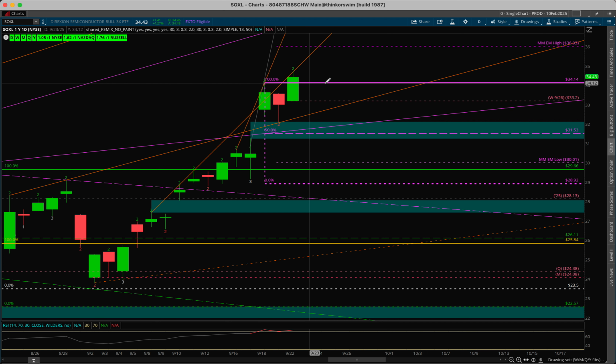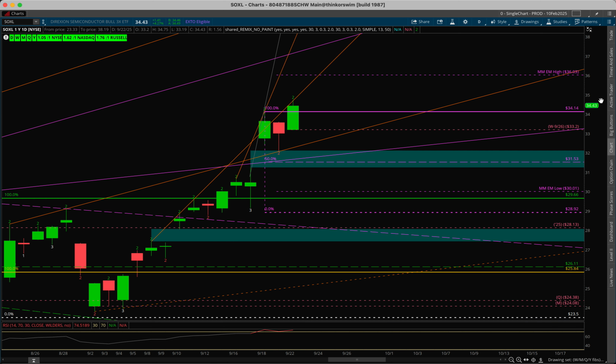Again, here's last week's high. We've broken above it. We're running into this daily broadening formation. So tomorrow, if we get more upward price action and we break through the daily broadening formation, we do have to make sure we keep in mind this market maker's expected move high, the 36.03.